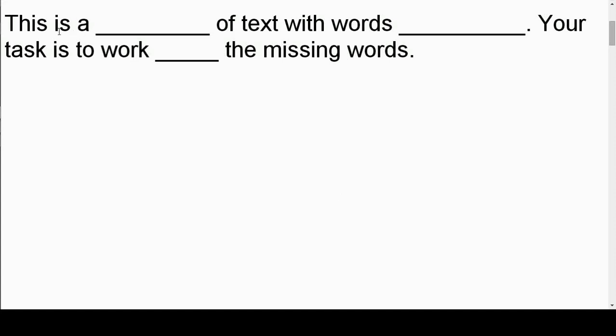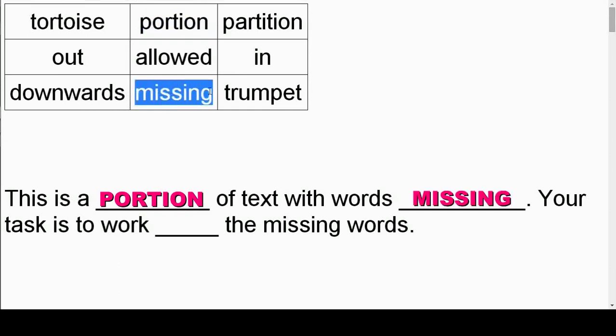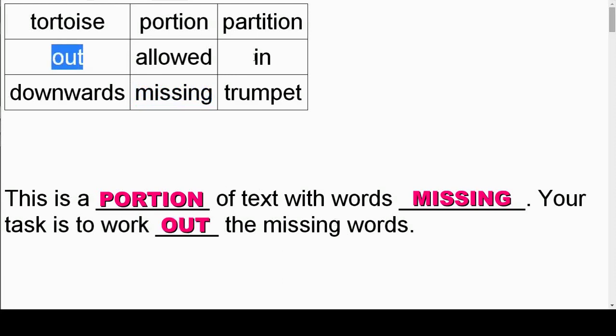So we've pretty much done this one already. So this is a portion of text with words missing. Your task is to work out the missing words. Sometimes these questions help you out a bit. They might give you a table with words you can choose from. Now this makes it a bit easy. So you can see it will be a portion of text with words missing. Your task is to work out the missing words. So when they give you a table, it makes it slightly easier.